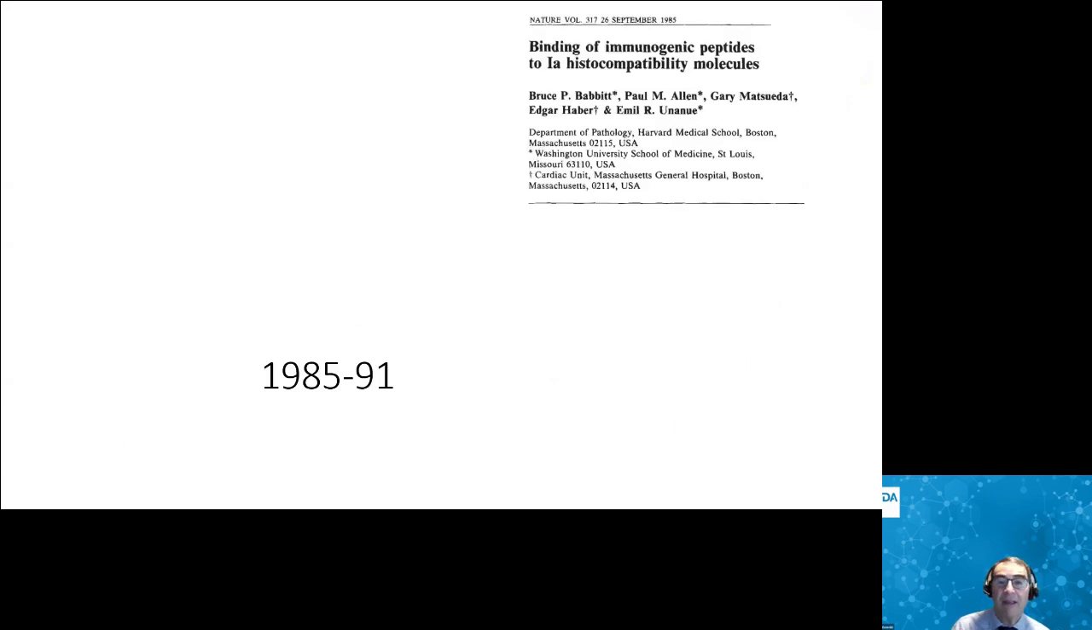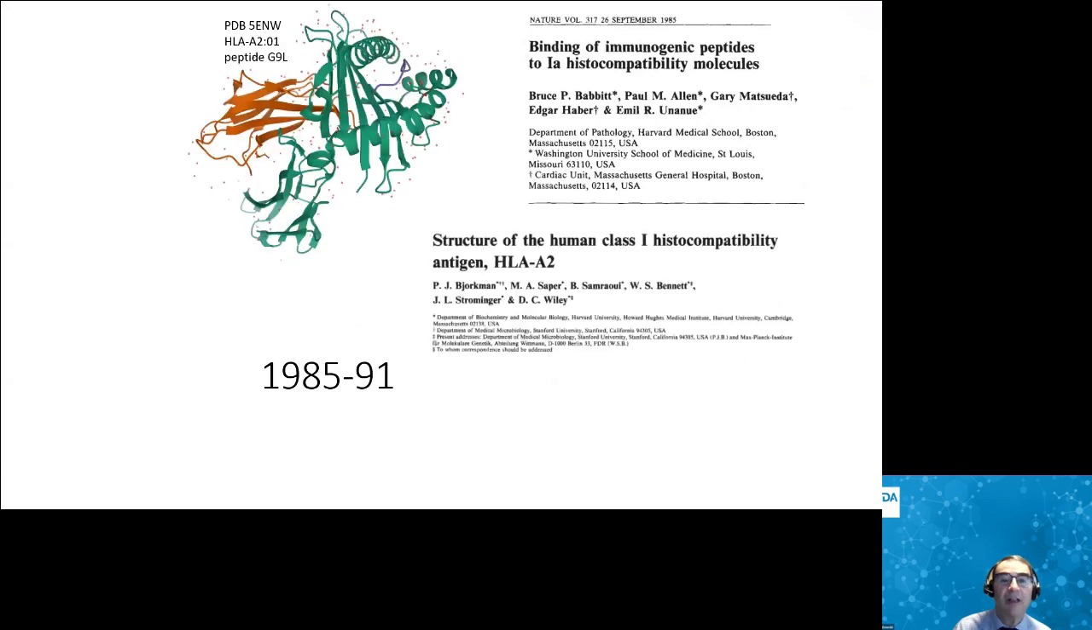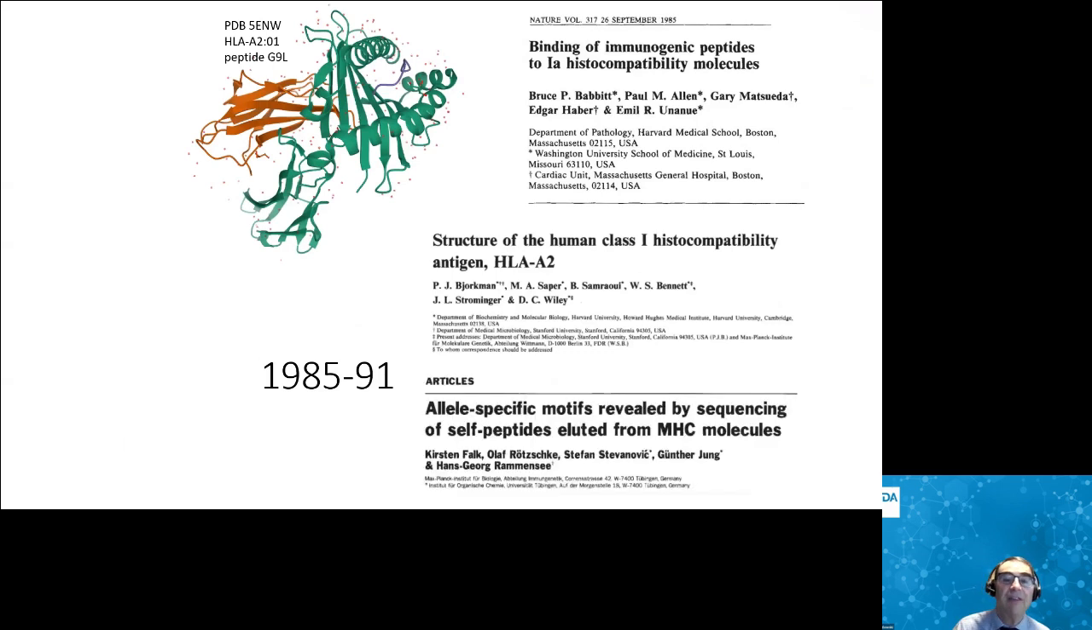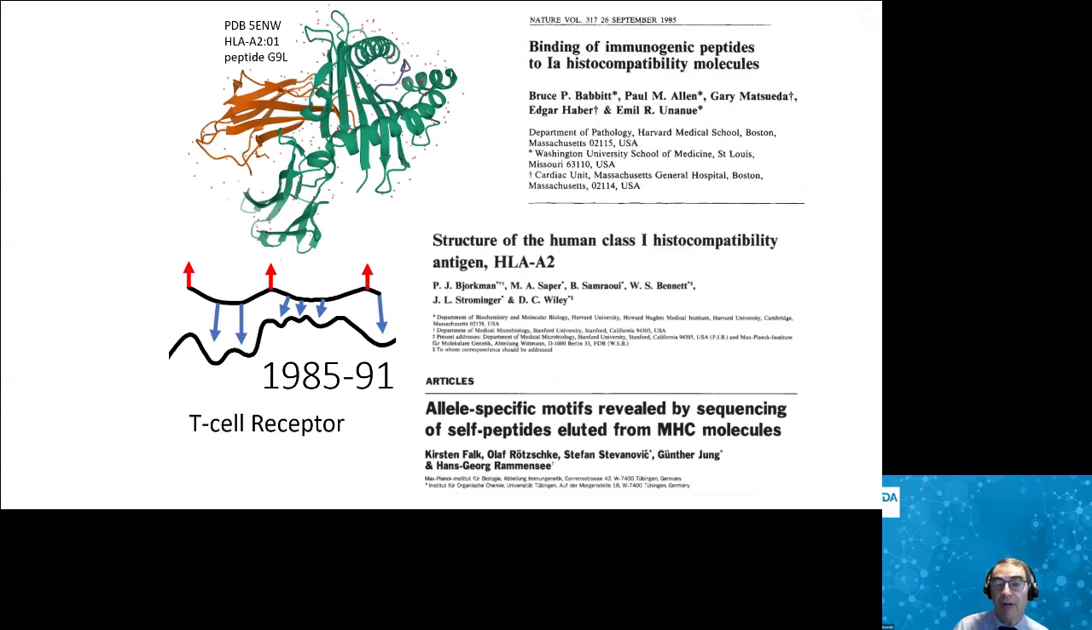Fast forward, in 1985, it was shown that you could directly bind peptide to MHC molecules. Shortly after that came the crystal structure that really showed the picture of this linkage. And then shortly after, researchers began to elute all the different types of peptides, in particular from MHCs, and understand the pockets and which part relates to MHC and which part relates to T-cell receptors, better understanding therefore the role of the T-cell receptor.